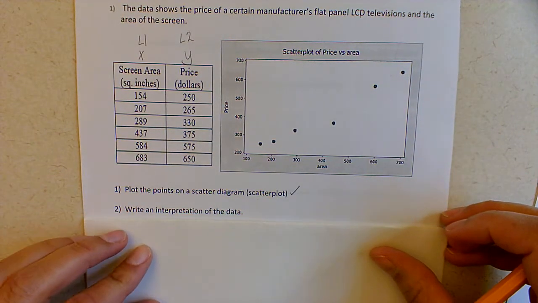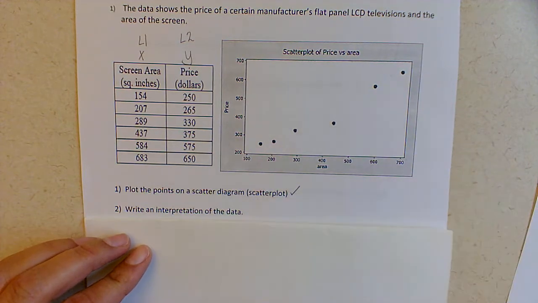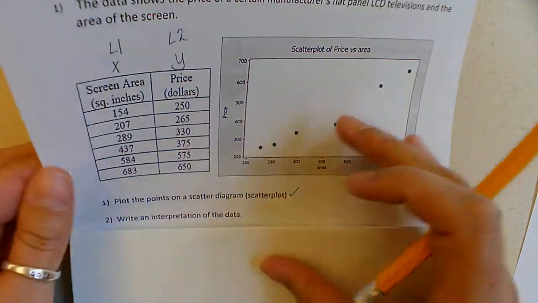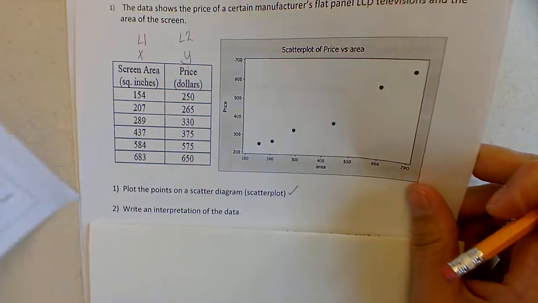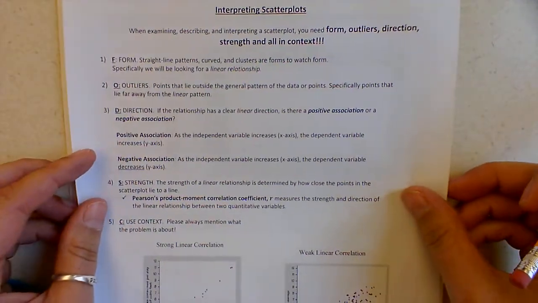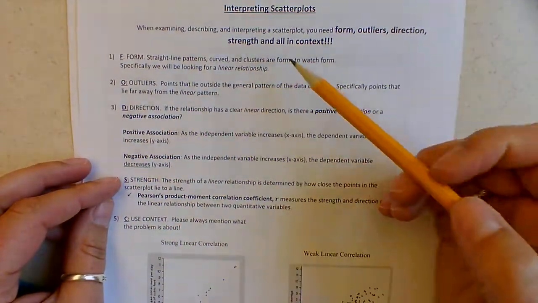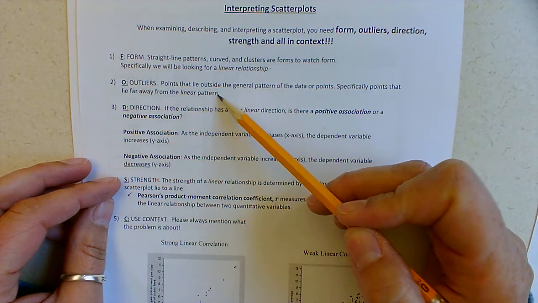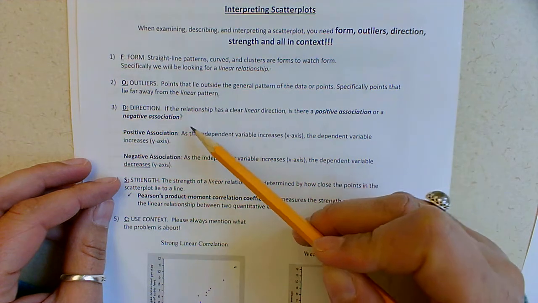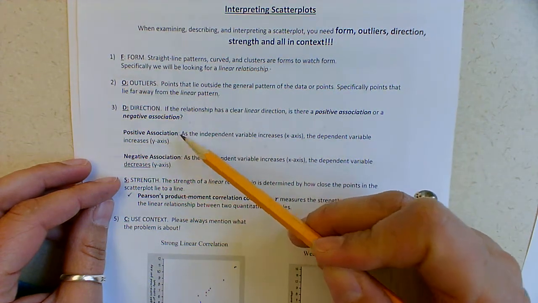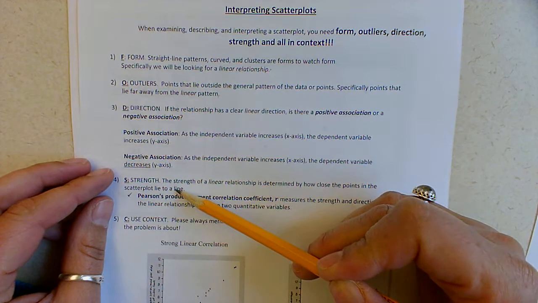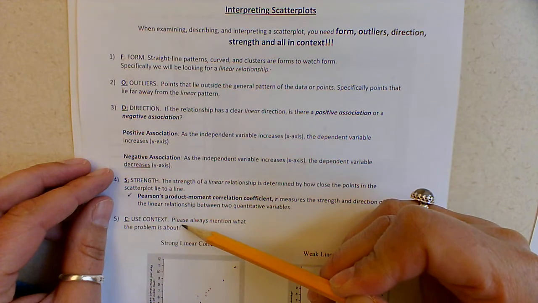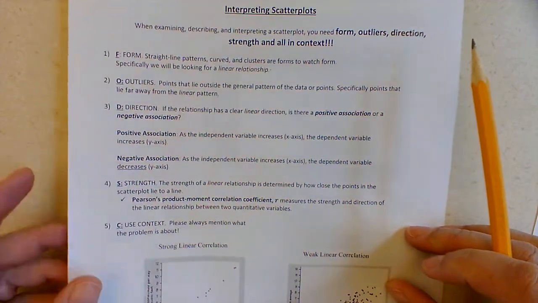So to interpret my data here, I am going to be needing to take out my notes on interpreting scatterplot. And what we're going to be doing is we're going to be writing about the form, whether it's a straight line, curved, or clusters, if there's any outliers, points that lie outside your data, the direction of the graph, whether it's positive or negative, strength, whether we have a strong linear or no linear, and making sure we use context, always mentioning what the scatter plot is about.